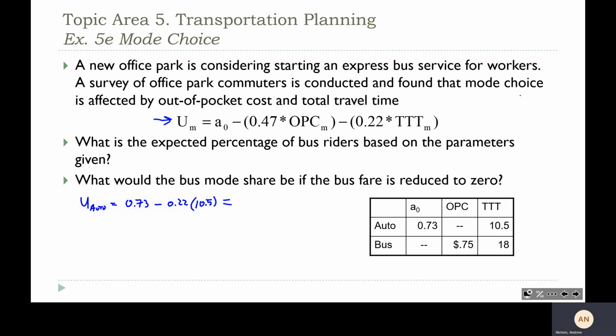So that gives us a utility for the auto and then a utility for the bus. We don't have an A naught value, but we do have 0.47 times 75 cents. And then we also have the travel time for the bus, which is a little bit longer than the automobile. So what's this give me for my 2 utility values? Because we need those for the rest of the problem to make sense.